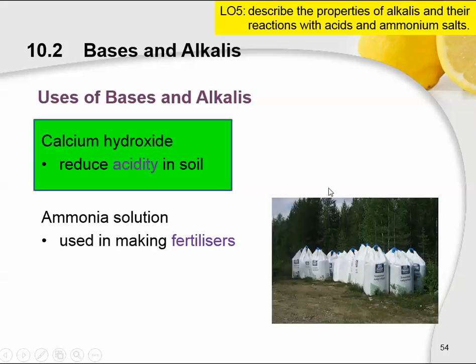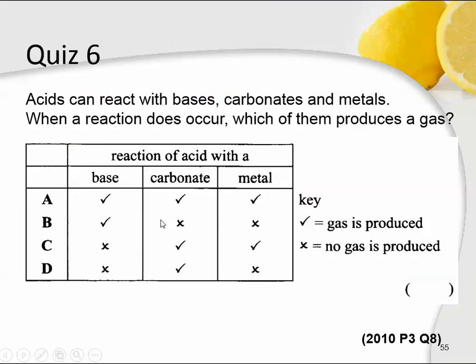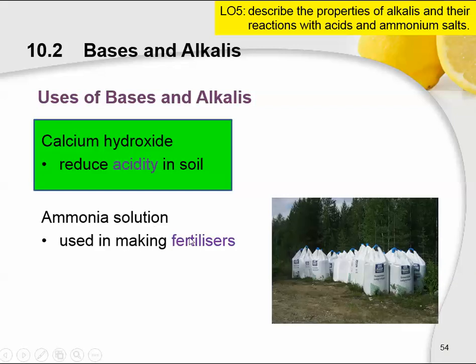Okay, next. Uses of bases. This is very important, take note of this. When the soil is polluted by acid rain, or any contamination due to acidity, you add calcium hydroxide to the soil to neutralize the acid in the soil. And this is also called liming the soil. And ammonia solution is used to make ammonium fertilizers for the plants.